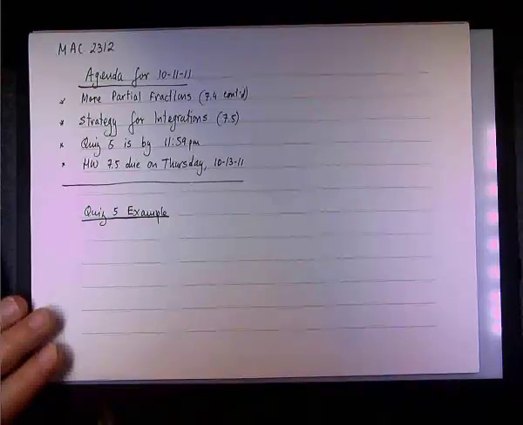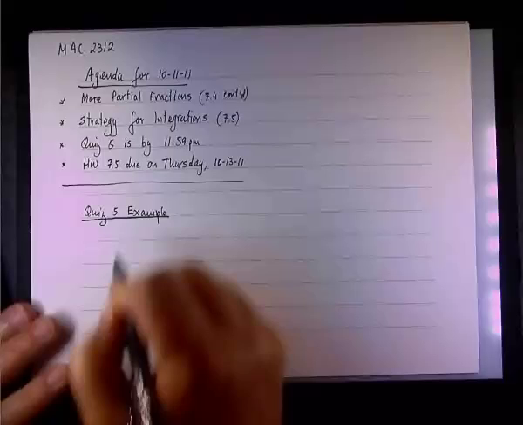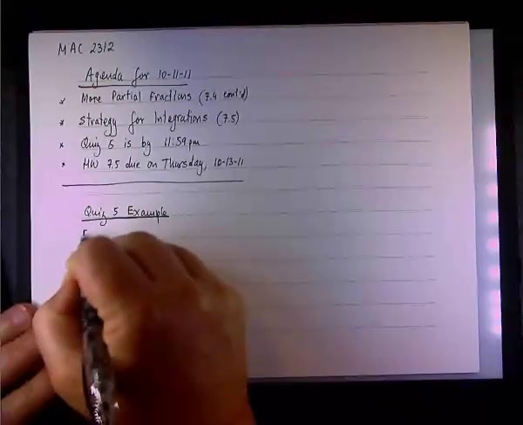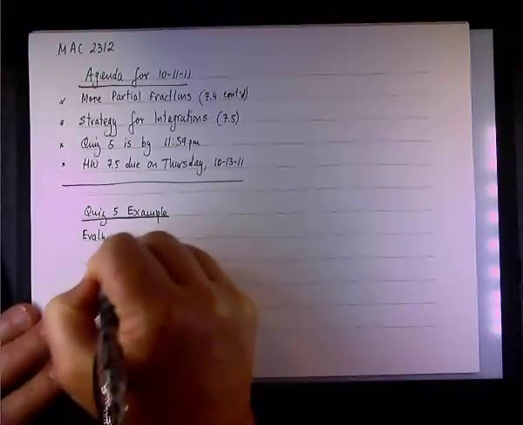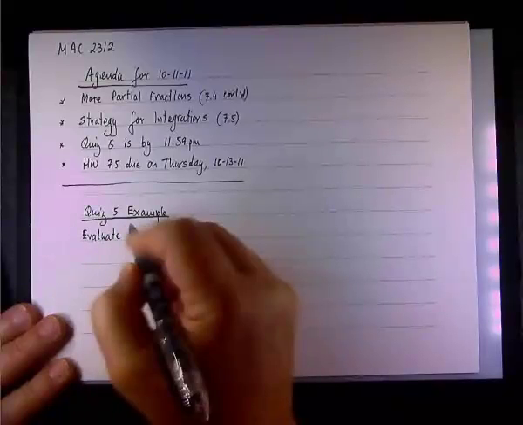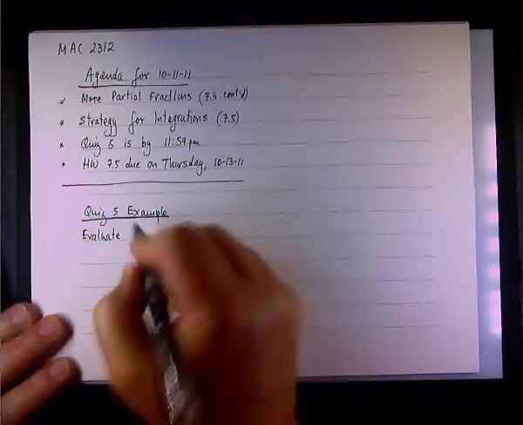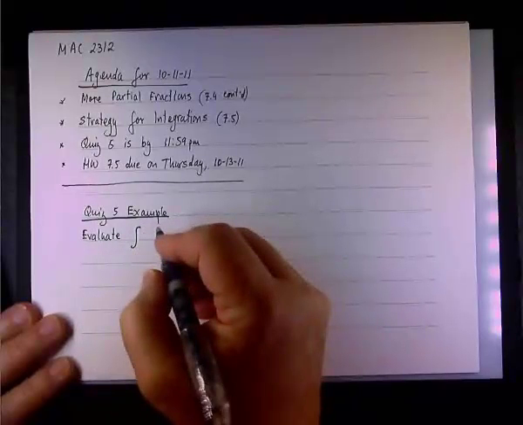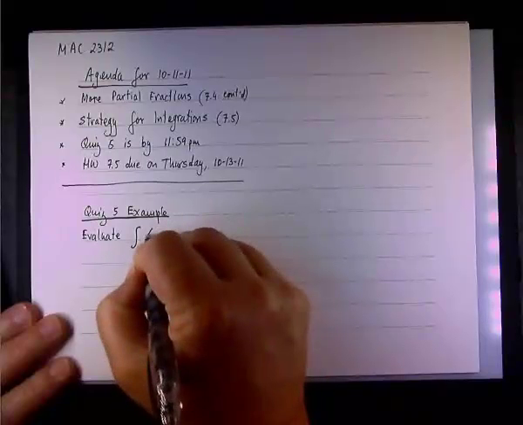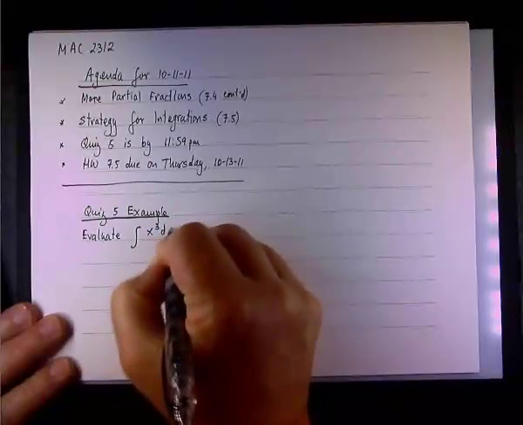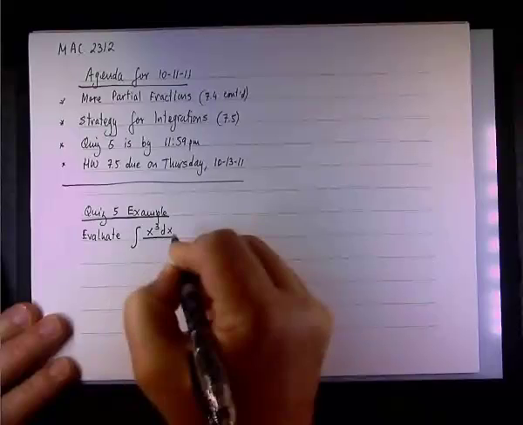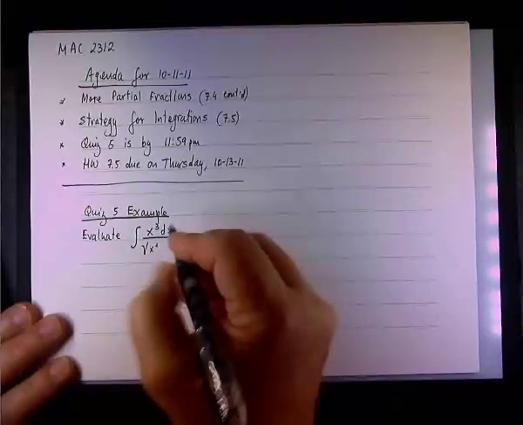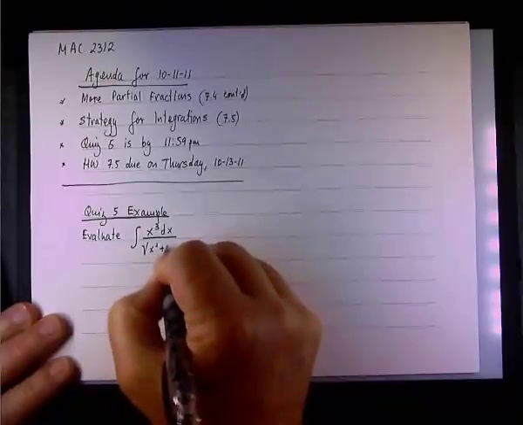So here goes the quiz example. We need to evaluate this particular integral, and you probably have it in different variations of the same example. We have the integral of x cubed dx in the numerator over the square root of x squared plus 121.